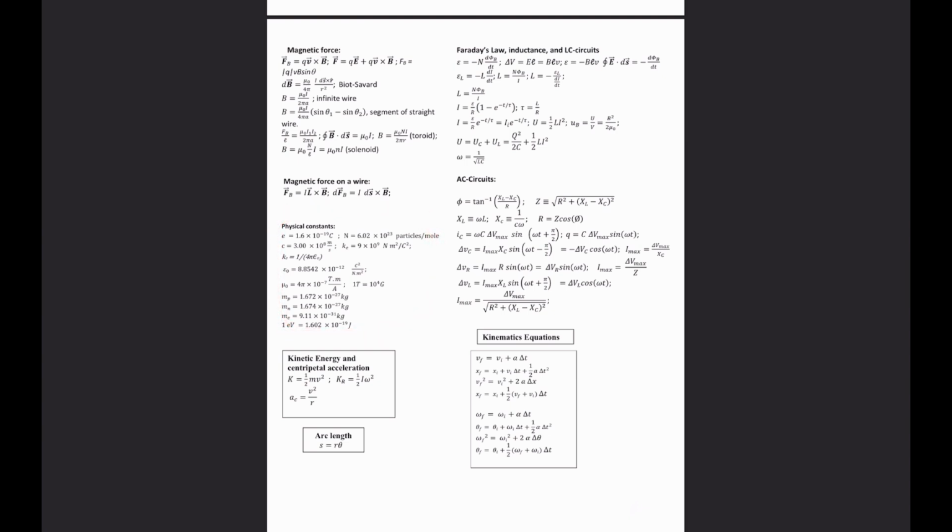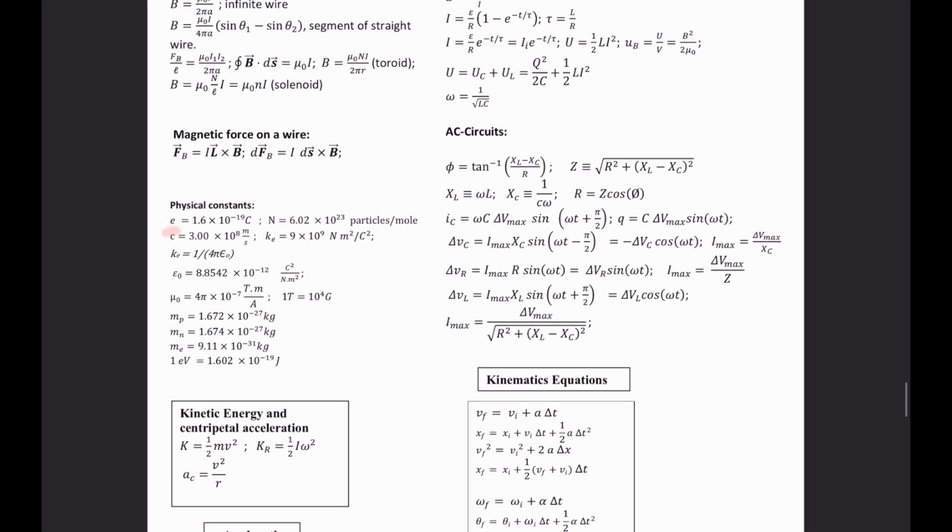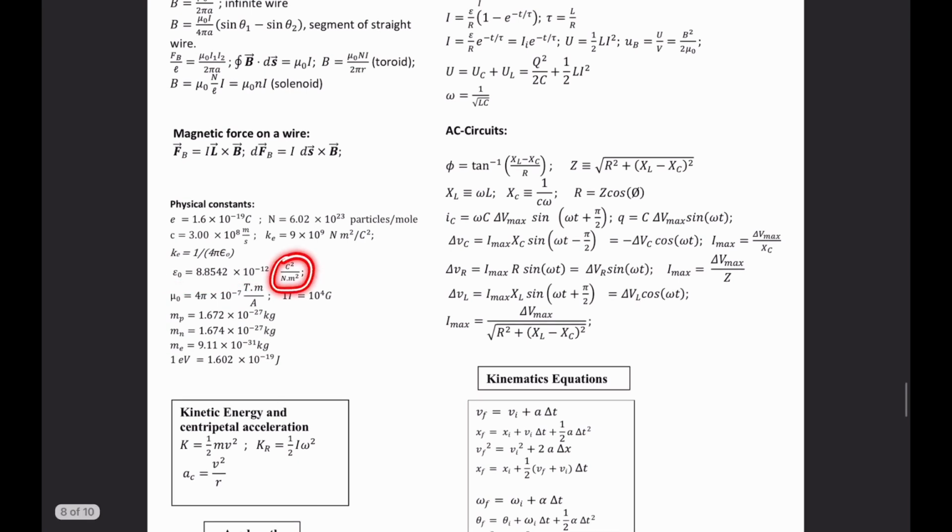Physical constants are pretty self-explanatory. You have a bunch of letters here and what they equal, and also the units. So you can see here we have the electron charge, 1.6 times 10 to the negative 19 coulombs. We have Avogadro's number, the speed of light, and Coulomb's constant again in a fancier looking way with no units. Epsilon naught, I believe this is the permittivity of free space, so how easily the electric field passes through the vacuum. This is mu naught, I believe it's called. I believe this is the permeability of free space, how easily the magnetic field passes through the vacuum.